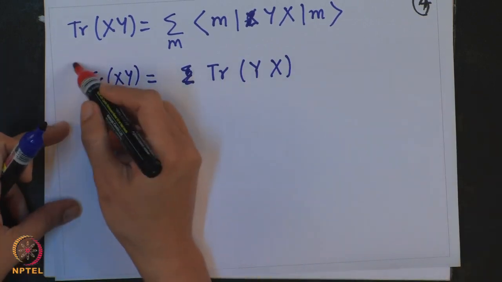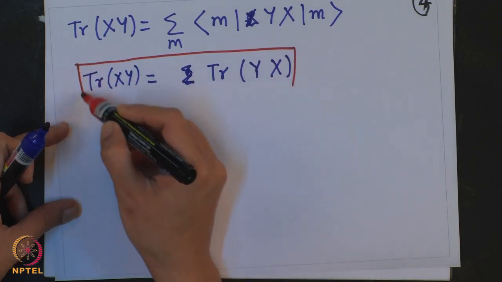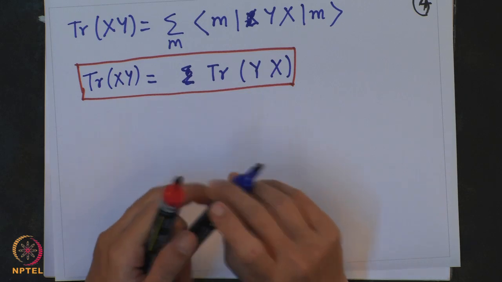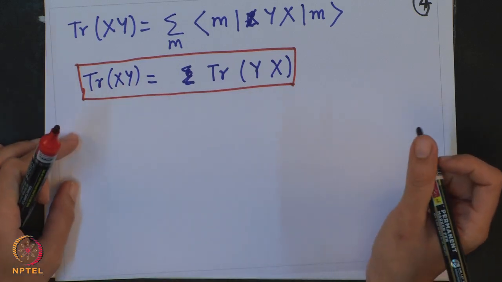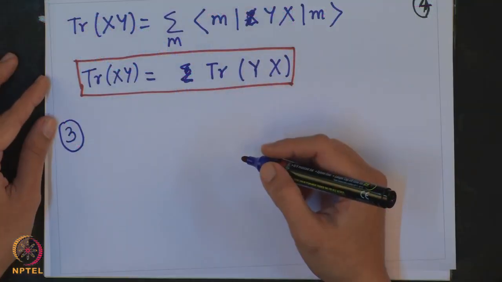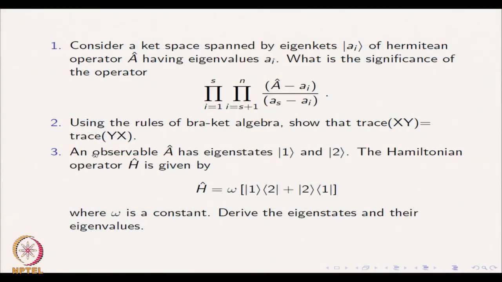So this is a very simple exercise, and it is expected that, in order to get hands on Bra and Ket notation, you must do such simple exercises. Even in coming problems we will see that using Bra and Ket notation it is very simple to solve the problems. Let's go to the next simple problem.